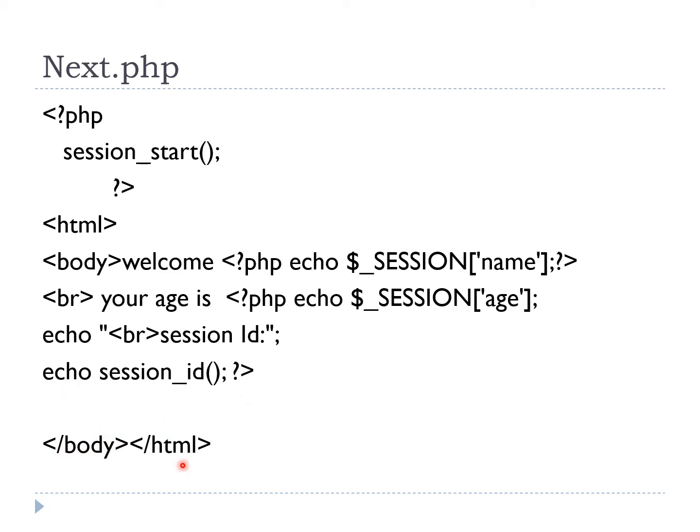HTML is closed. So what happens in the corresponding web application is, on the first page, first.php, there will be a hyperlink with data link. Whenever users press that particular link, it will get next.php, which contains a message like this: welcome JAWS, your age is 30, session ID is an alphanumeric expression. Hope you understood how the session data will be traversed from one web page to another by accessing the $_SESSION variable.